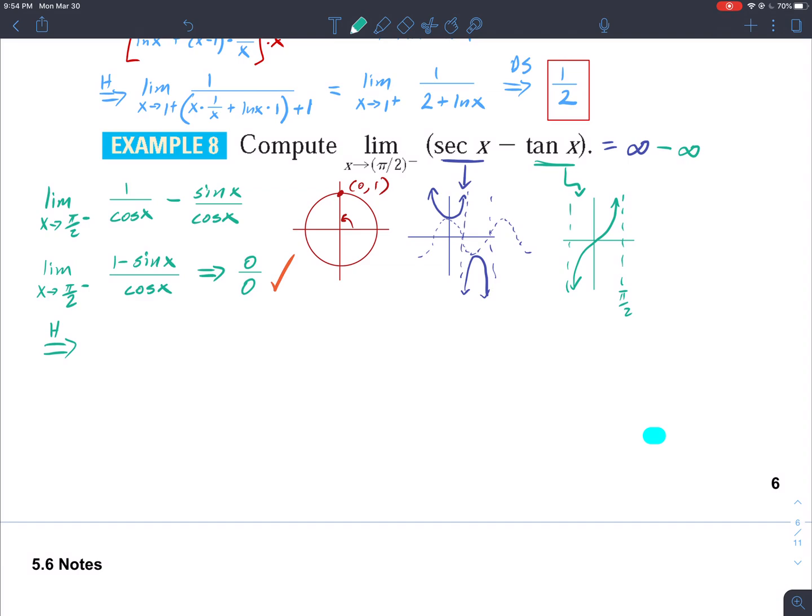I'll put my little h there to say this is where L'Hopital's rule is being used. The limit as x approaches pi over 2 from the right. The derivative at the top is a derivative of sine with a negative in front of it, so I get negative cosine on top. The derivative of cosine is negative sine on the bottom, so I got negative sine. And of course, that simplifies to simply cotangent. The limit as x approaches pi over 2 from the right of cotan x.